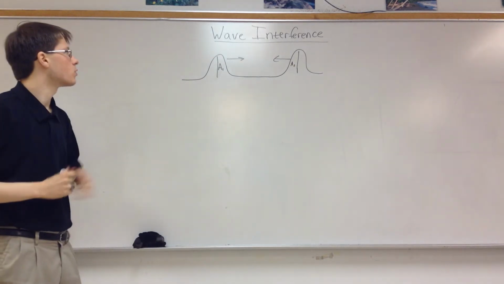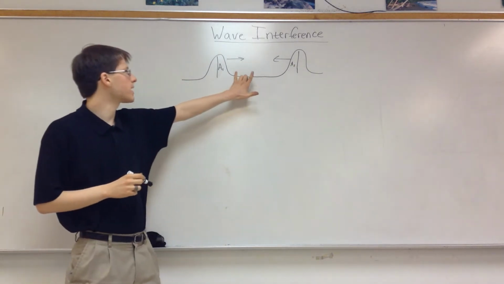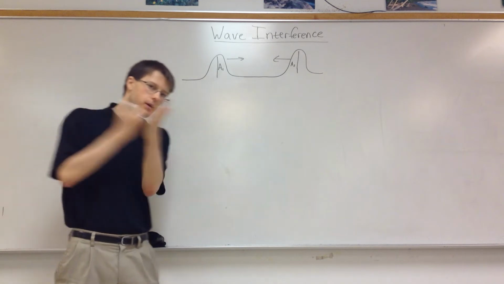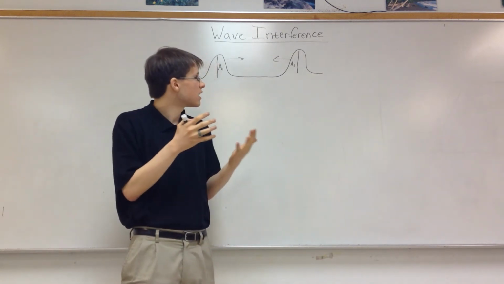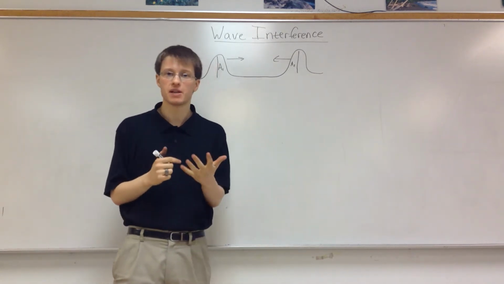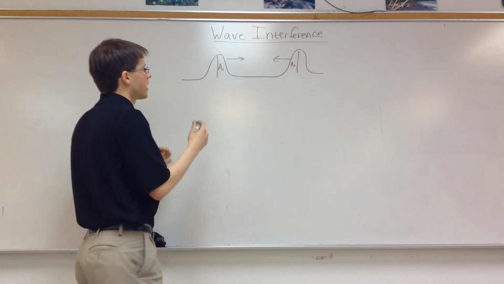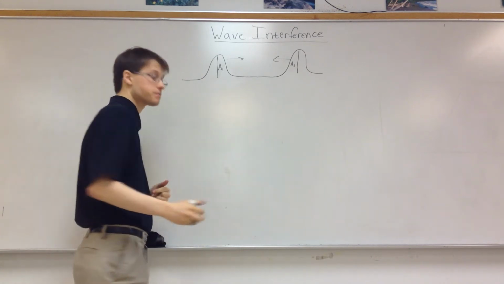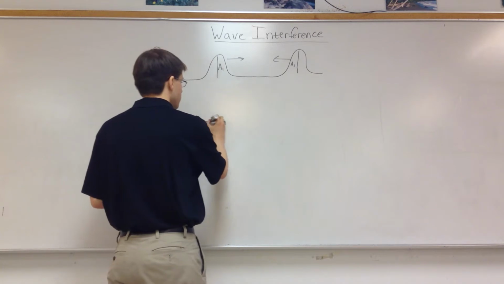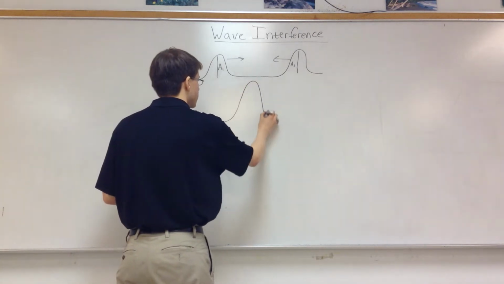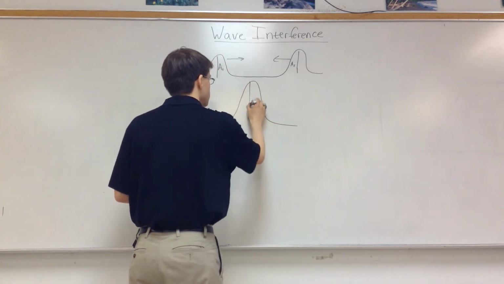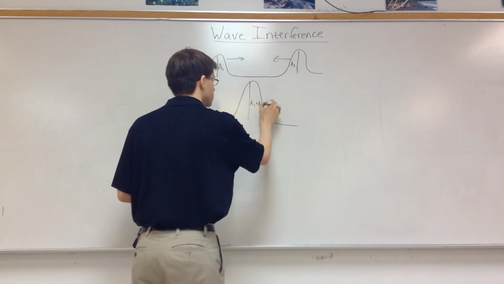Now, the cool thing about waves is that when they hit each other, they don't bounce off of each other. They don't change their speed or anything like that. All that happens is their amplitudes will add together. And this is called interference. So you get something like this, where this new amplitude is A1 plus A2.